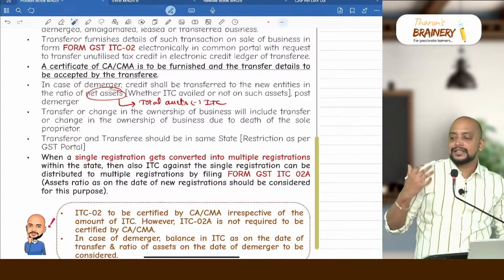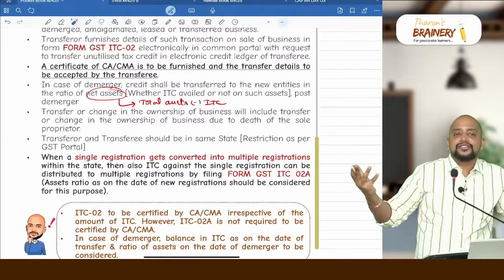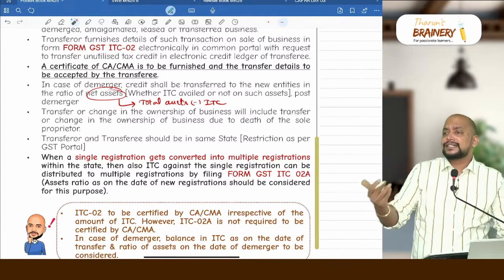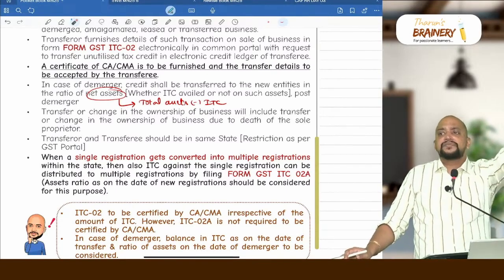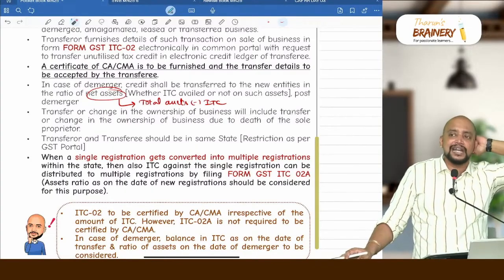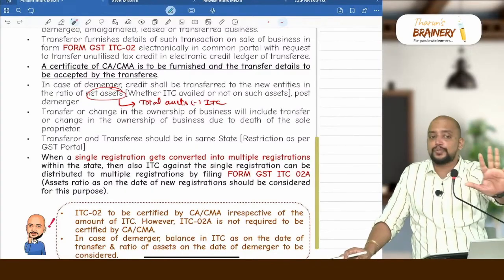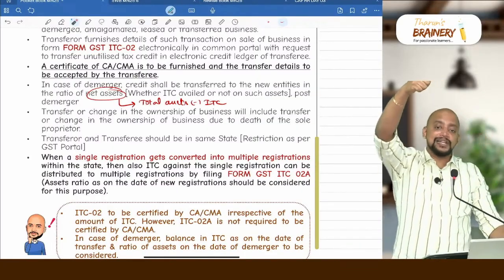That e-commerce business, and I am from Tamil Nadu. In an e-commerce business, there is no place of business. It is a website or an app. Anywhere to anywhere it can be transferred. So the transferor is in Tamil Nadu, the transferee is in Maharashtra. I am transferring this e-commerce business to a transferee in Maharashtra. The transfer of business is possible, but the ITC cannot be transferred.